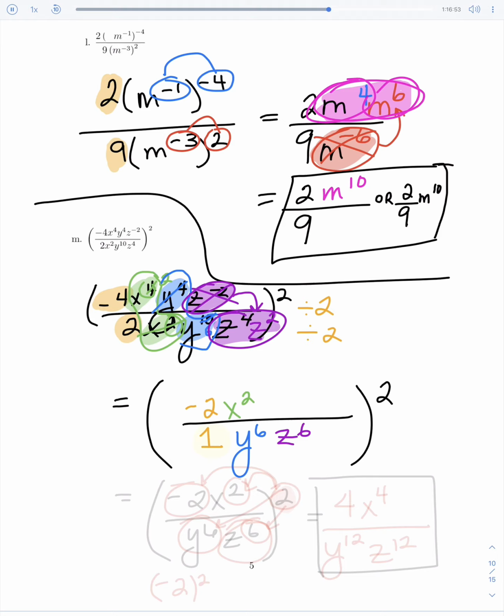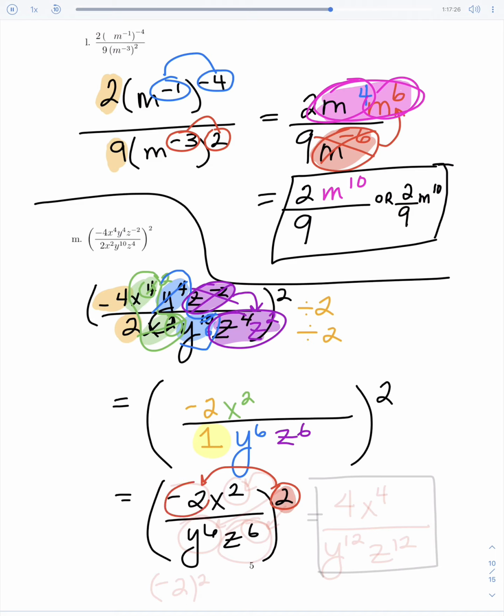Almost done. Notice I do not need to write that 1 in front of the y to the 6 and z to the 6 on the bottom because it's not there by itself. So now what I have is a negative 2x squared on top and a y to the 6 and a z to the 6 on the bottom, and then this whole thing is squared. So the only thing now I need to deal with is this squared on the outside, which means be careful that I need to square each and every piece on the inside, one thing at a time.